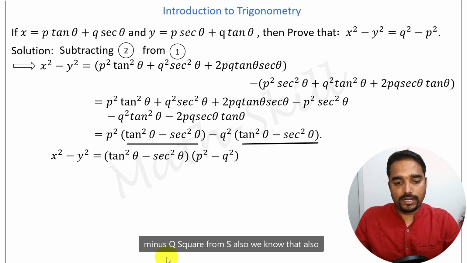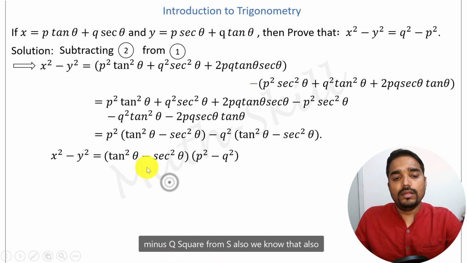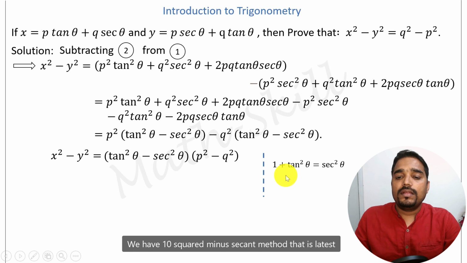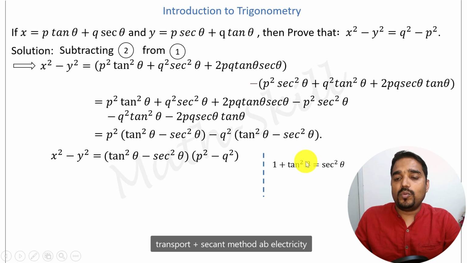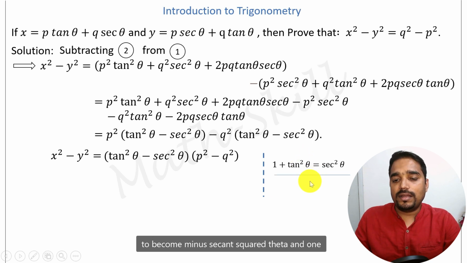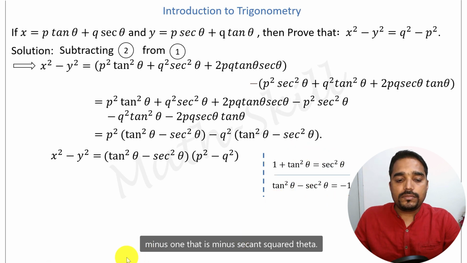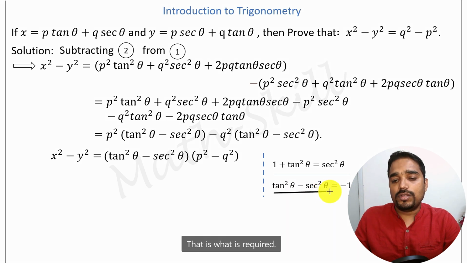Also we know that 1 plus tan square theta is equal to secant square theta. We have tan square theta minus secant square theta. Let us transpose secant square theta towards the LHS, it would become minus secant square theta, and 1 upon transposing to the RHS would become minus 1. That is, we have tan square theta minus secant square theta equal to minus 1. That is what is required here.